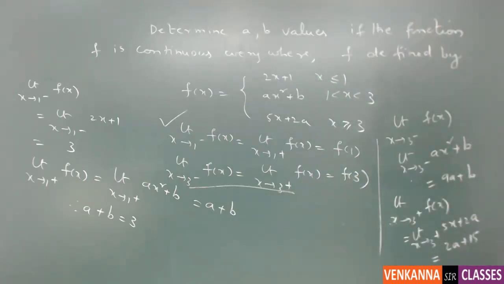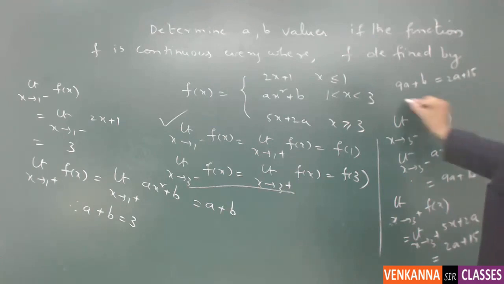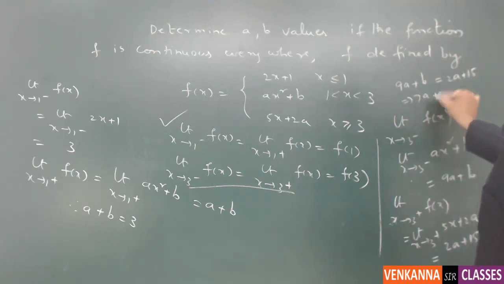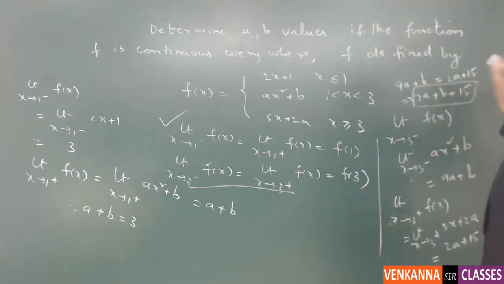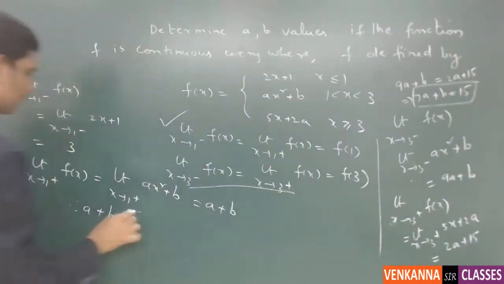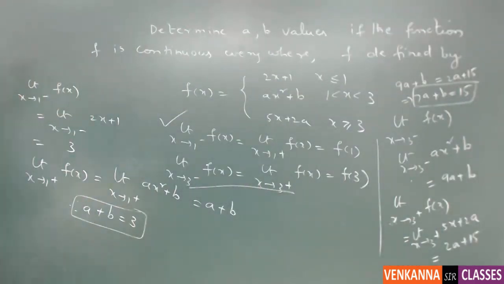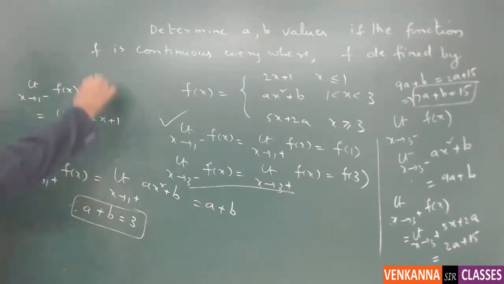Equating these two, 9a plus b is equal to 2a plus 15. This implies 7a plus b is equal to 15. So you are going to solve these two equations. Then you will get the values of a and b. So you can say that a is equal to 2 and b is equal to 1.